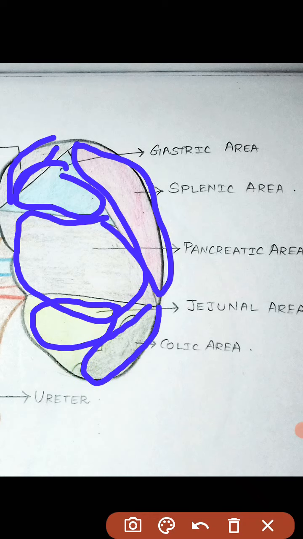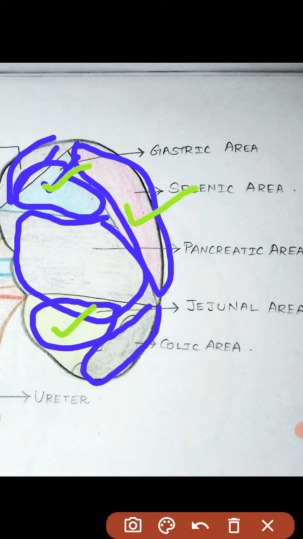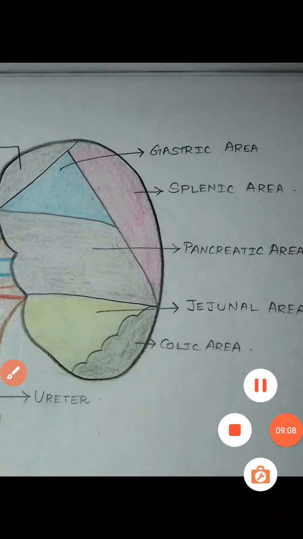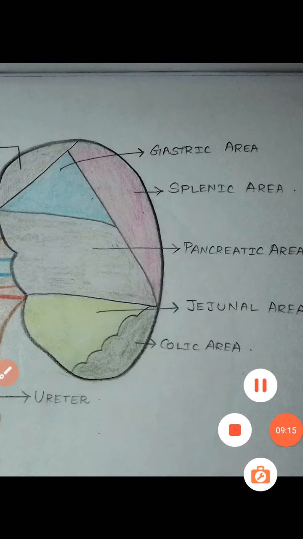And out of all these surfaces, only the gastric, splenic and jejunal surfaces are covered by peritoneum. The rest of the surfaces are devoid of peritoneum. And the lateral border of left kidney is related to the spleen and descending colon.